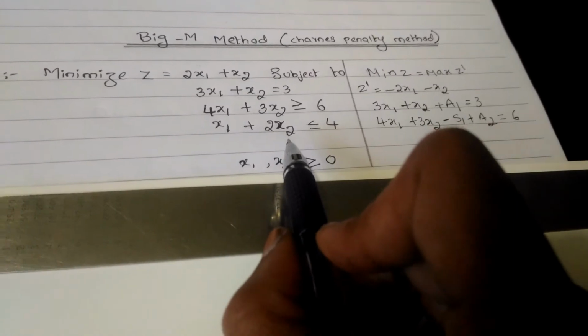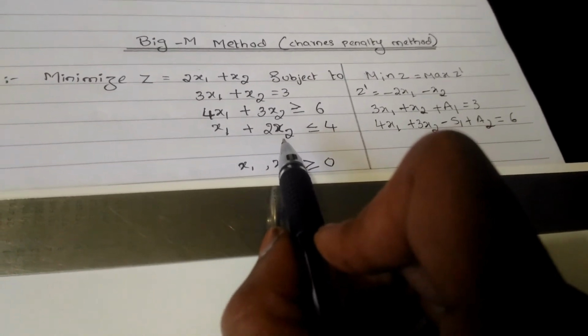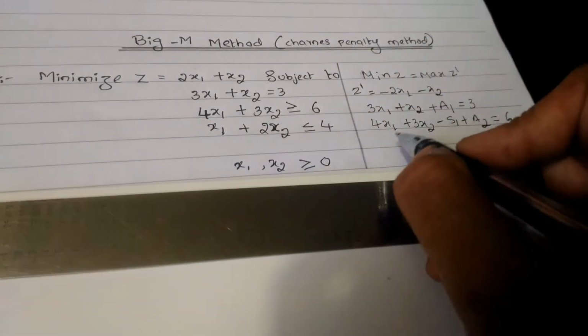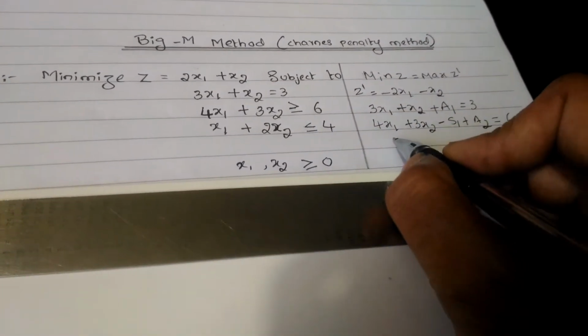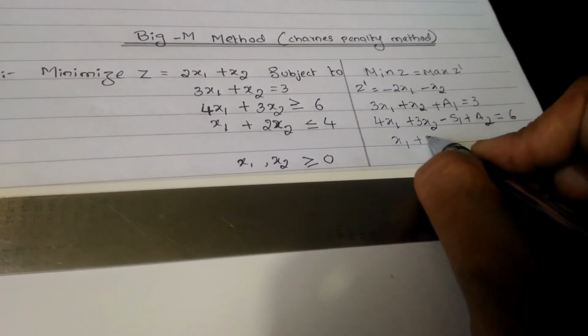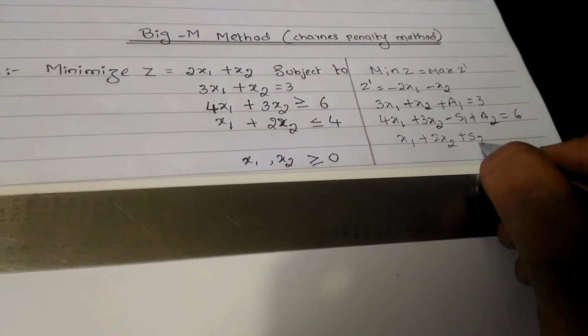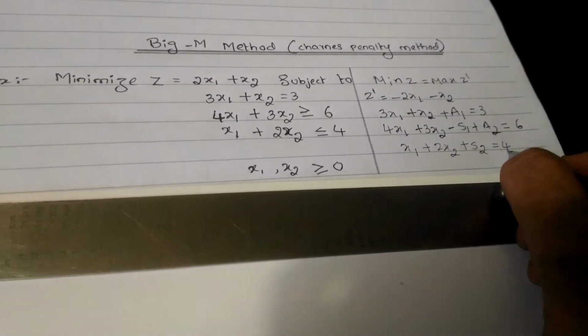Now, the third subject to constraint is a simpler one where we have the LHS part which is less than or equal to RHS. So with this, we understand that we should only add the slack variable. The equation would be 2x2 plus s2 is equal to 4.